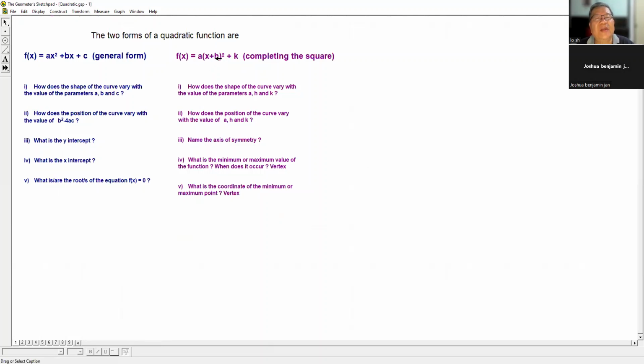a(x plus h) squared. You get a bracket squared, there would definitely be a bracket square, then plus a certain number. So this one cannot start because we have only 2 minutes left. We stop here and continue at 9 o'clock. Okay, we stop here.